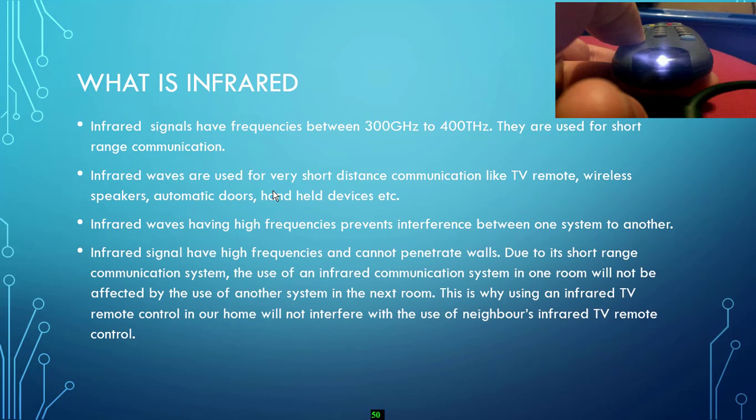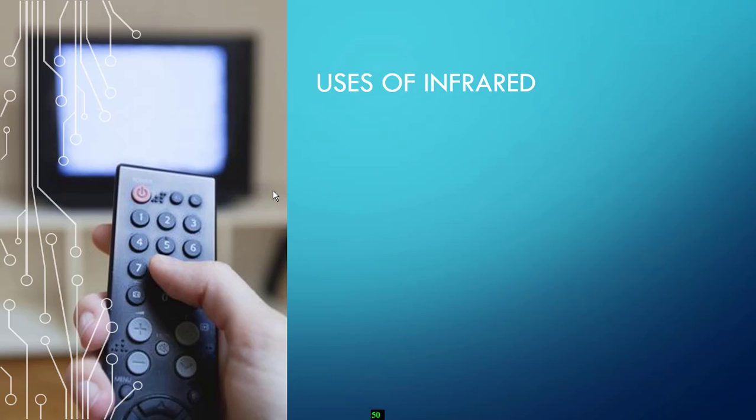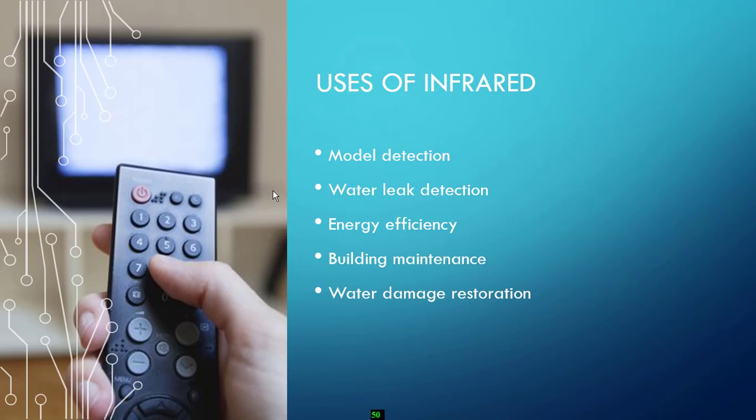Infrared signals have a high frequency and cannot penetrate walls due to its short range communication system. The use of an infrared communication system in one room will not be affected by the use of another system in the next room. This is why using an infrared TV remote control in our home will not interfere with the use of neighbors' infrared TV remote control. Means wavelength is small and frequency is high, so communication range is very small. Uses of infrared: mold detection, water leak detection, energy efficiency, building maintenance, water damage restoration.